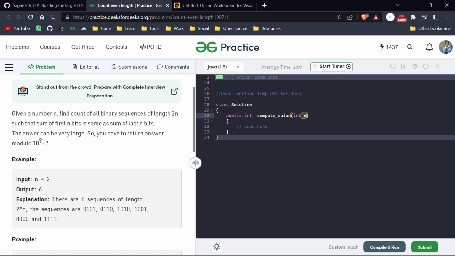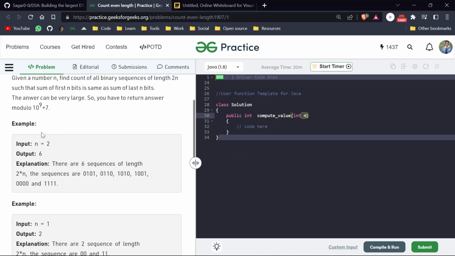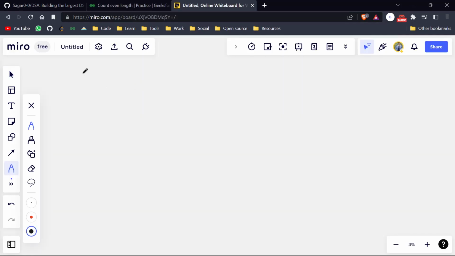So we have to make the sequences which have the sum of the first n bits equal to the sum of the last n bits, and we also have to return the answer modulo 10 to the power 9 plus 7. That is the standard. Now take n equal to 2. Let me zoom in first. When n equals 2, we are given 2n space, so 1, 2, 3, 4.